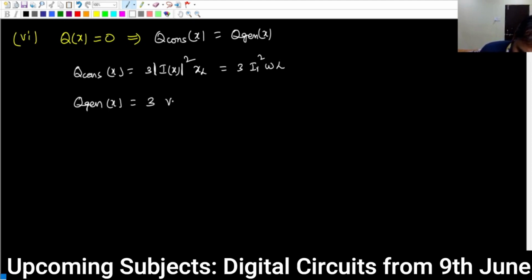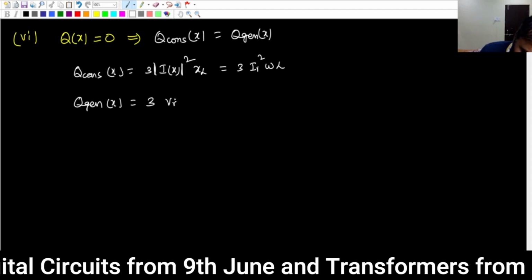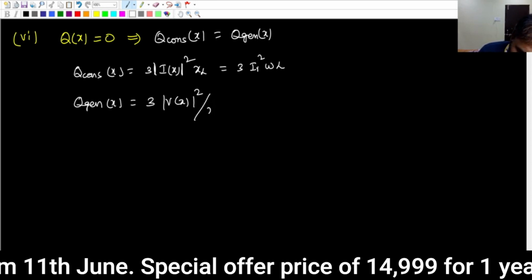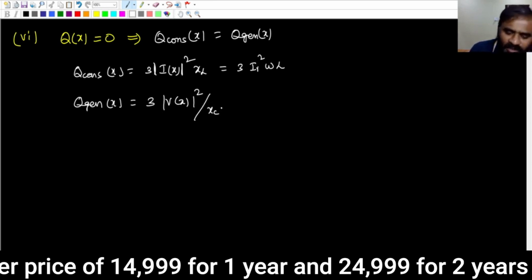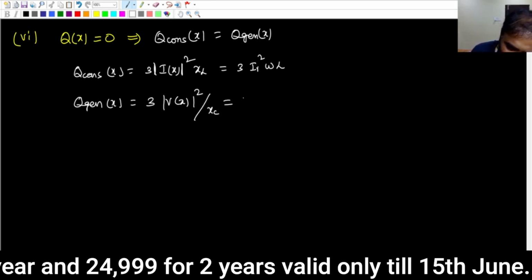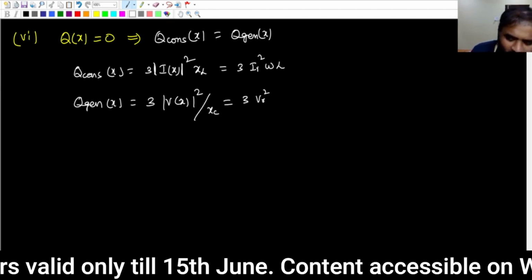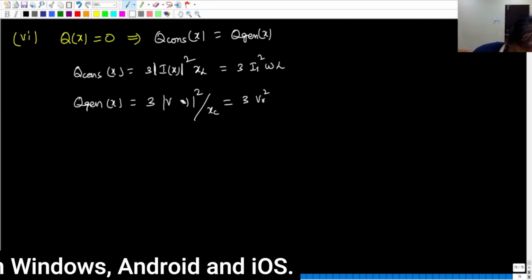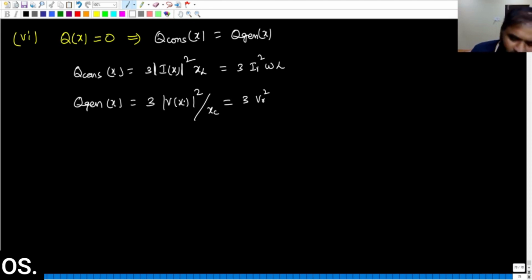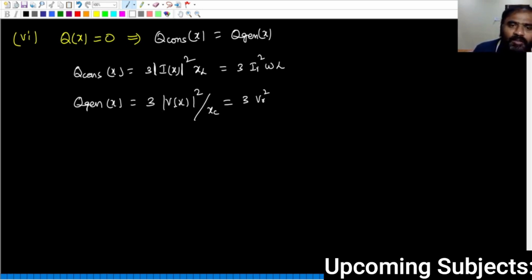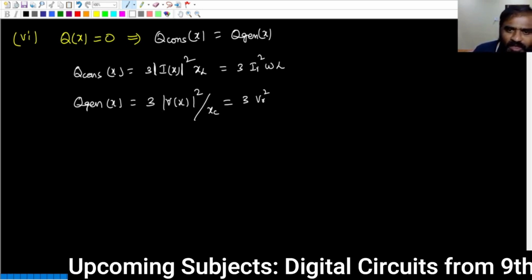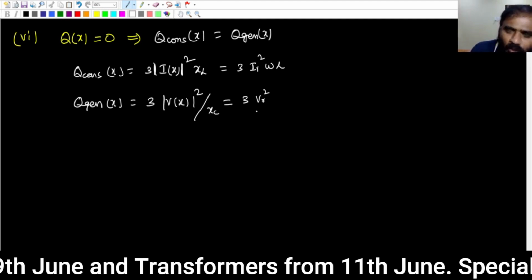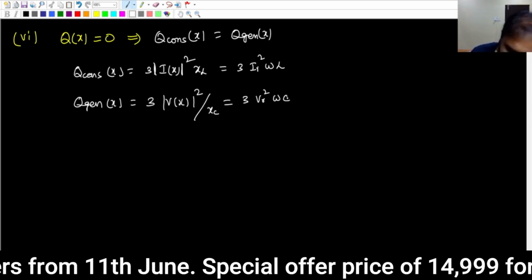Now tell me, what about reactive power generation of X? 3 into magnitude of V of X square by Xc. Xc is the capacitive reactance. Now tell me, if I substitute, what do I get? 3 into VR square. Why? Magnitude of V of x is nothing but VR at every point along the line. So VR square. 1 by xc is omega c, since Xc equal to 1 by omega c. So directly I am writing omega small c.